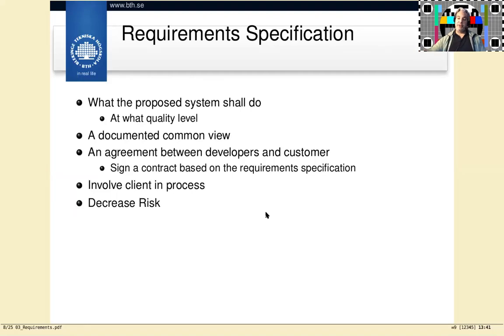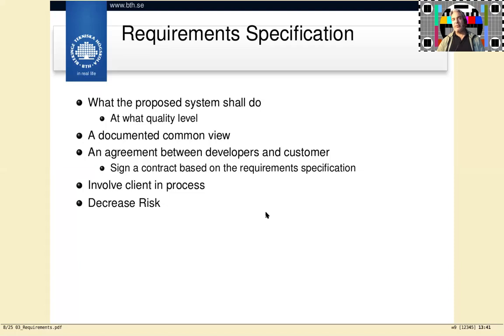So now we have our requirements. We've talked to people, we've negotiated with them, and we have requirements that are consistent with each other. They don't contradict each other or anything like that. And then we want to document it. We want to specify these requirements in such a way that we can continue working with them. And the classic way of doing that is to write a requirement specification.